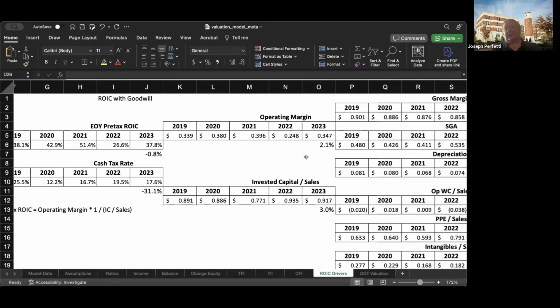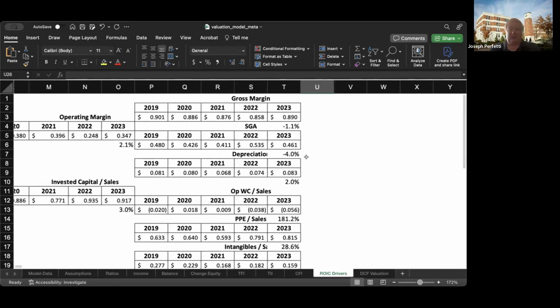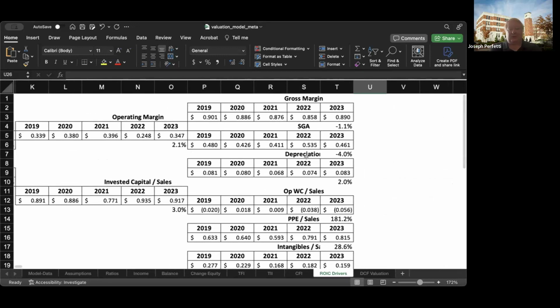Okay. Now, going to the second level drivers for operating margin, why'd they go from 33.9 to 34.7? Anything really changed? Well, their gross margin changed. Gross margin is basically an ad business, went from 90 cents in 2019 to 89 cents in 2023. That was a 1% drop in their gross margin, right? And their SG&A went from 48 to 46, right? So even though they had slightly worse gross margin, they did spend less on SG&A, 2 cents per dollar, right? But they spent slightly more in depreciation, 8.1 to 8.3, right?